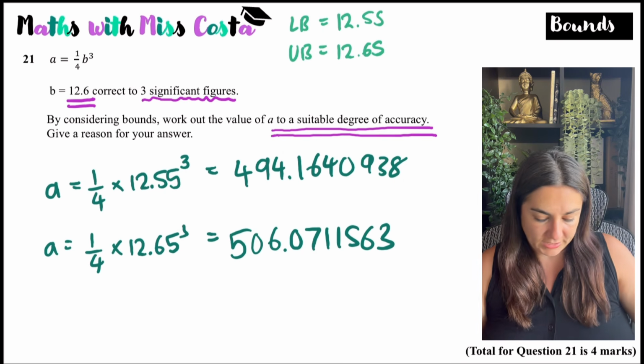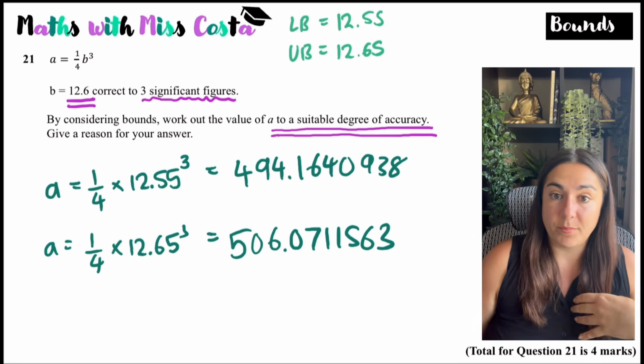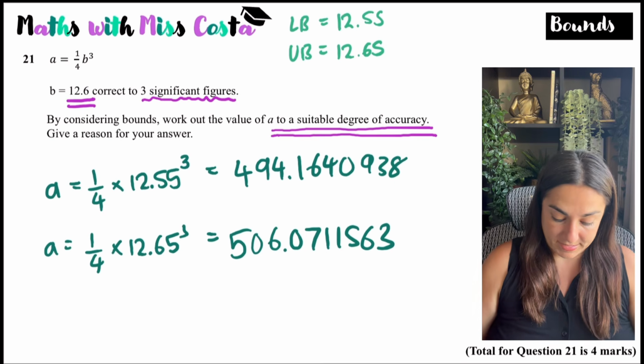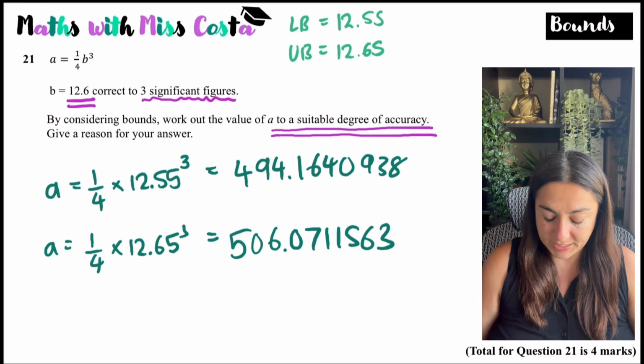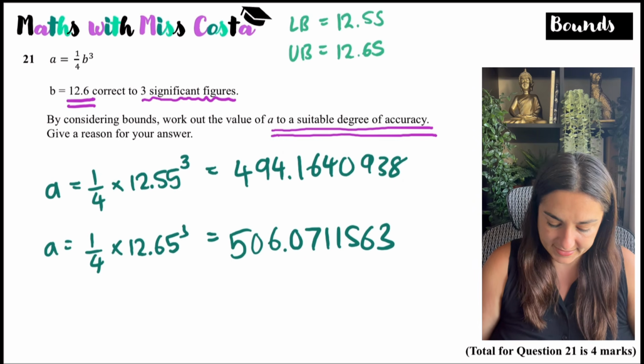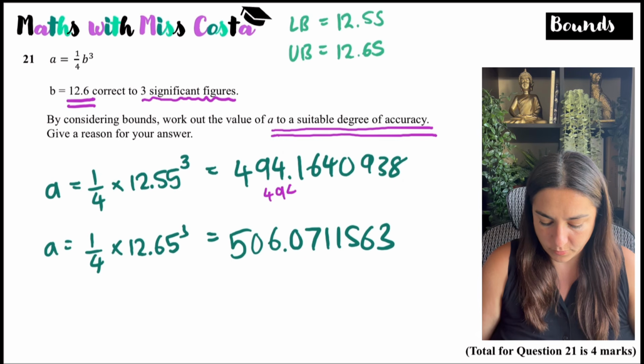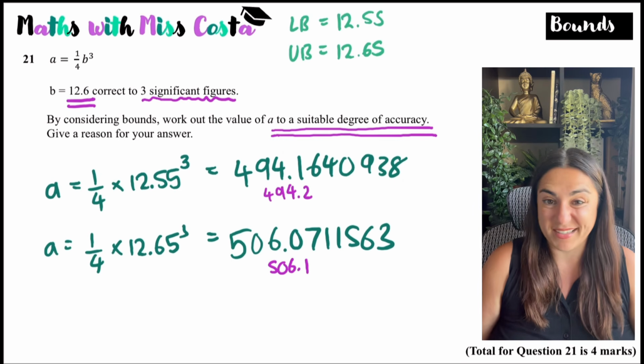So I've worked out what the possible upper limit and the lower limit of this would be, and I need to round it to a suitable degree of accuracy. So if I rounded it to, let's say, 1 decimal place, this would be 494.2, this would be 506.1. They're not the same, are they?